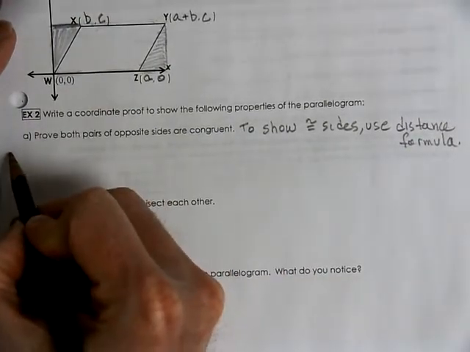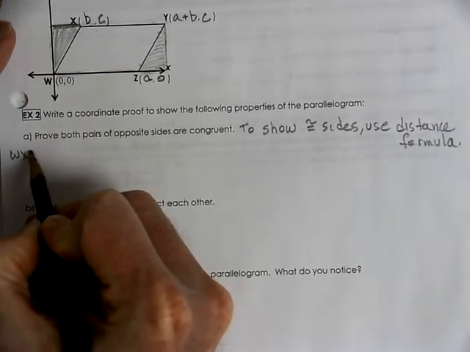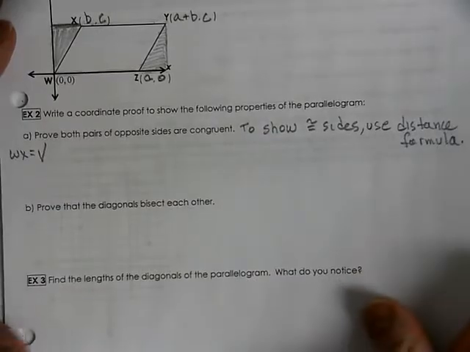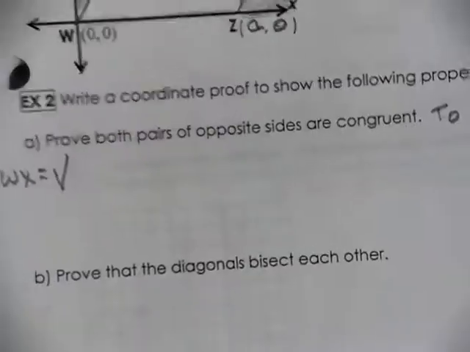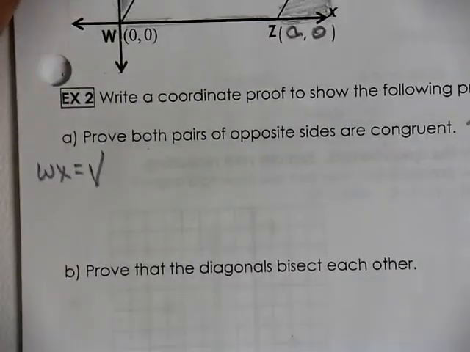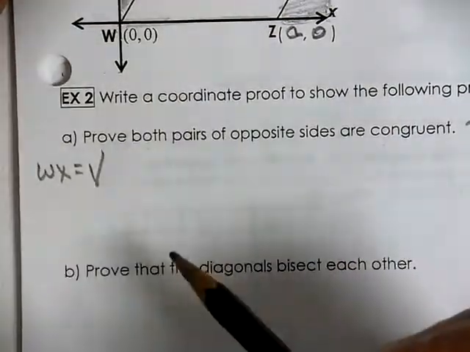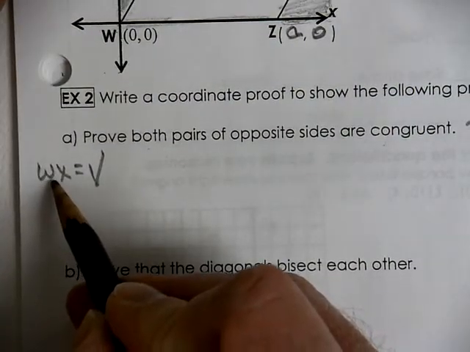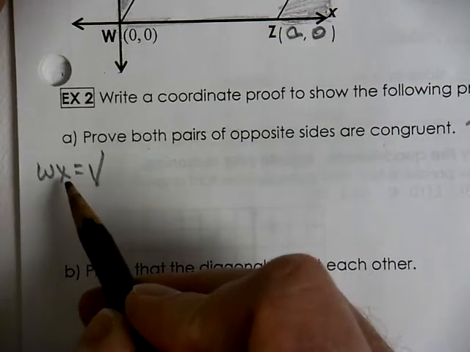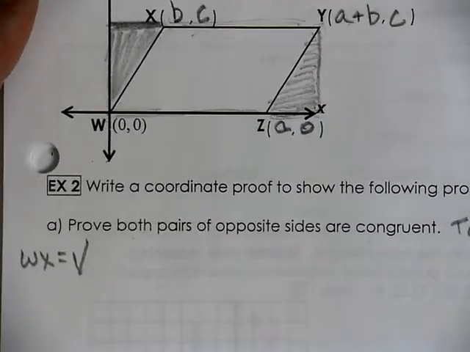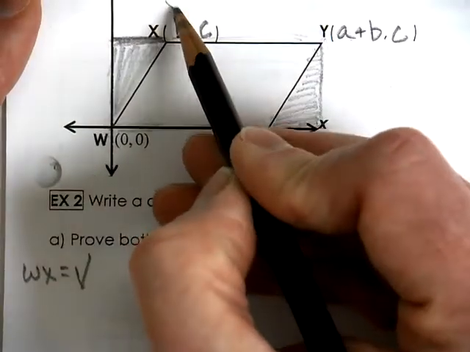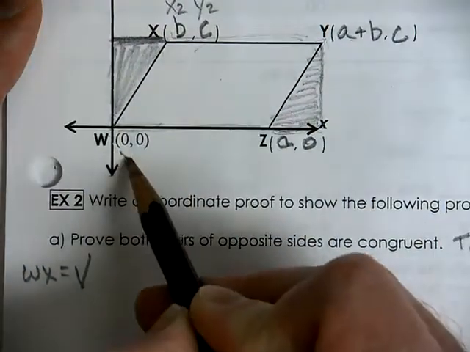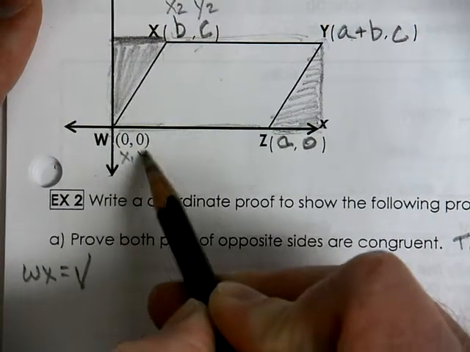So we're going to start out with WX. And we're going to do the distance formula. I'll zoom in here a little bit. You can still use the coordinates from your picture. From W to X, we'll call this X2 and this Y2. We'll call this X1 and Y1.